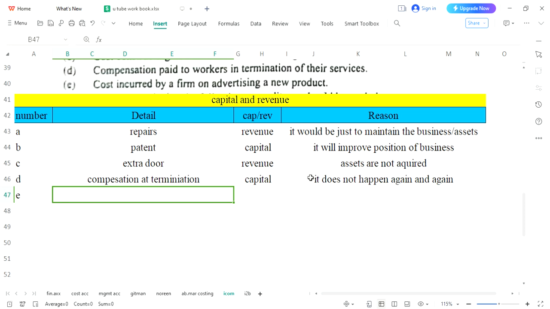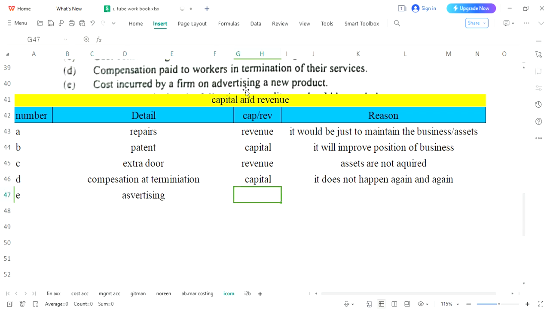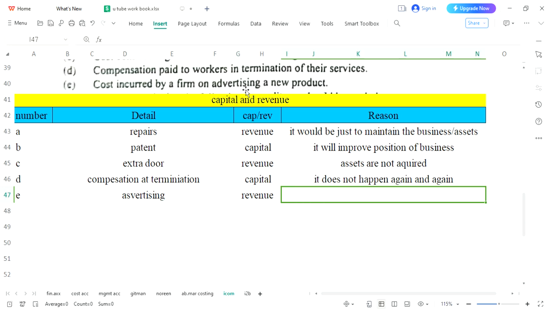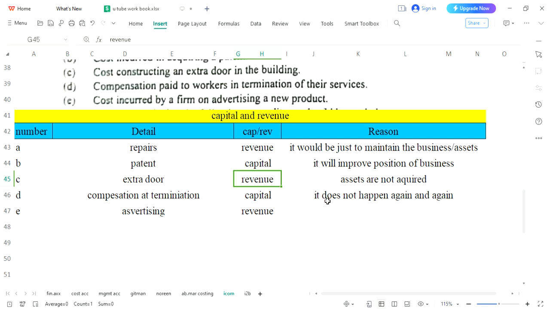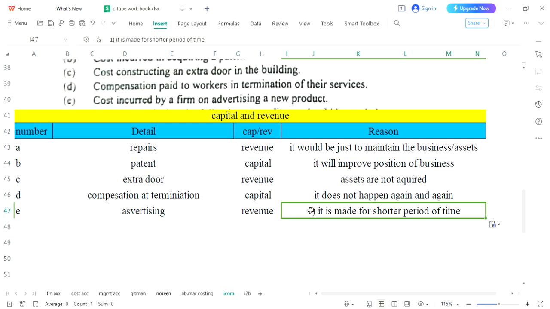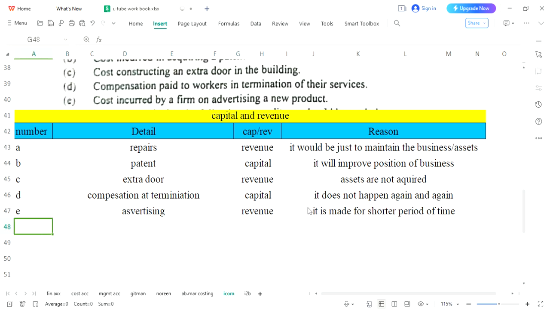All right, now point E, our last point, cost incurred on firm advertising. We have already understood in the previous question that advertising impact is very short term, and within a few days or a few hours the impact of the advertisement would end. That is why we will call it revenue. Why? Because its impact is for a very short period of time. So this is the best reason we are taking, and in this way we have decided that advertisement is revenue. So guys, entry E has also been completed. It means the question has been completed.